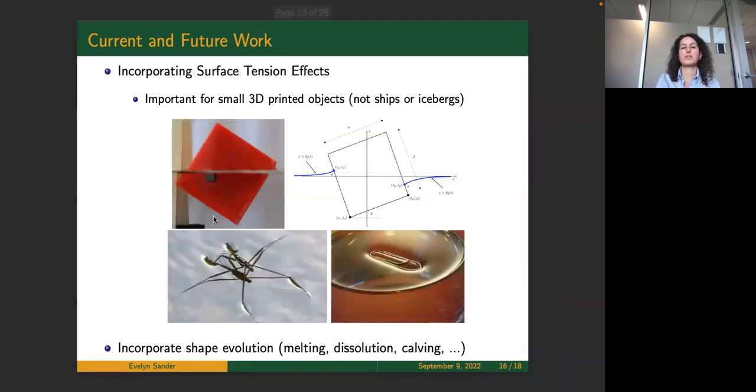Another case to think about, and you can hopefully see that there's surface tension showing here. This is something that would not be relevant for ships or icebergs. They're too big, too heavy for surface tension to be an option. But here, we think that one of the possibilities of why we were measuring something slightly different might also be a surface tension question. And so there's a paper by Keller that talks about the analysis of surface tension, and that's something that we would like to do.